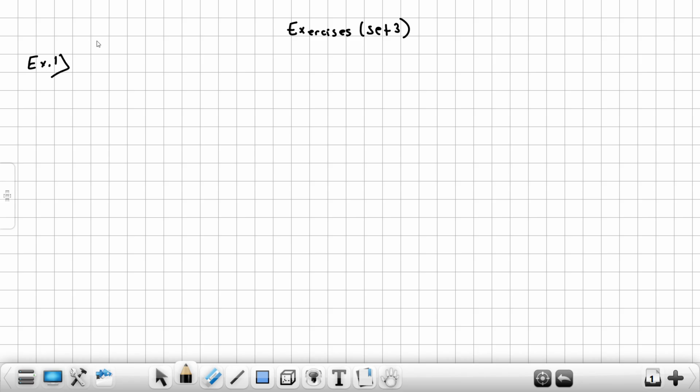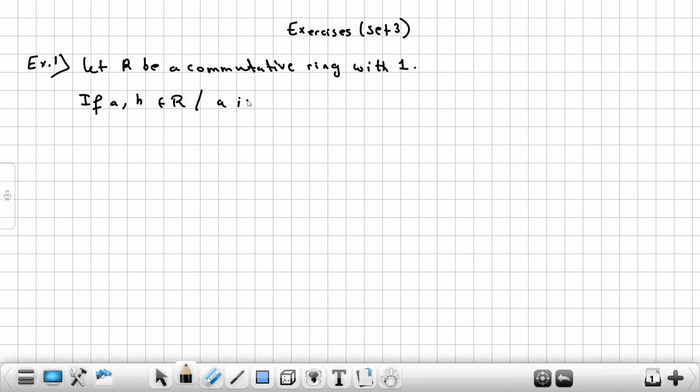Let R be a commutative ring with 1. If a is in R such that a is a unit, so invertible, and b^2 is equal to 0, show that a plus b is invertible. Solution.